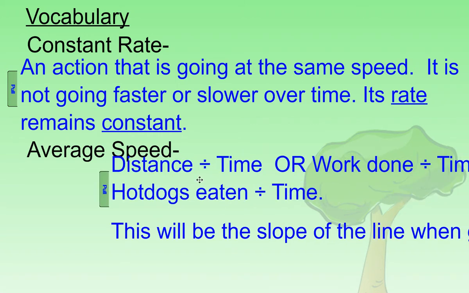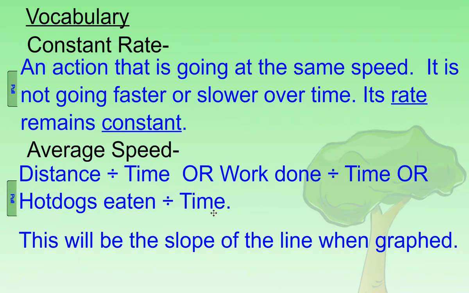And average speed is distance divided by time, or work done divided by time, or hot dogs eaten over time, whatever the situation is, that's the average. So if you, for example, drive 300 miles in 10 hours, your average speed is 30 miles in 1 hour. 30 miles per hour. That's your average speed.